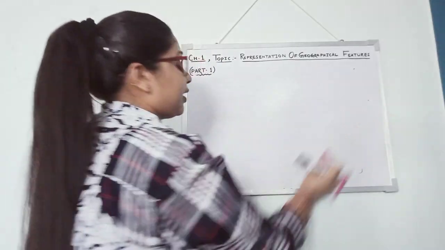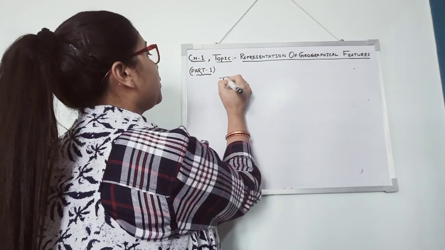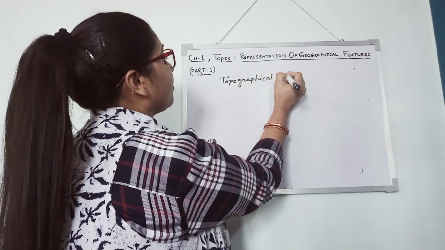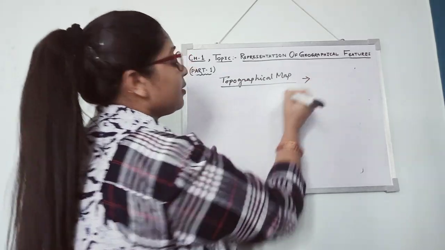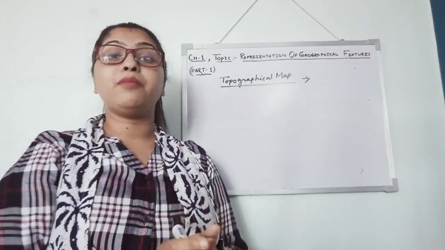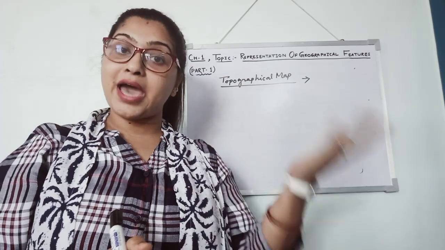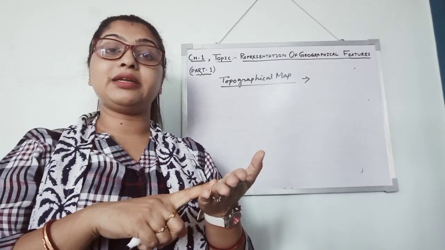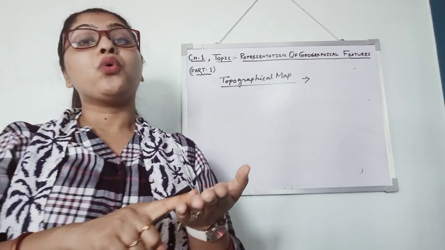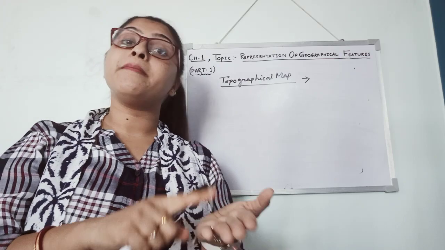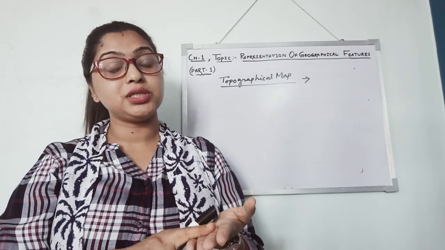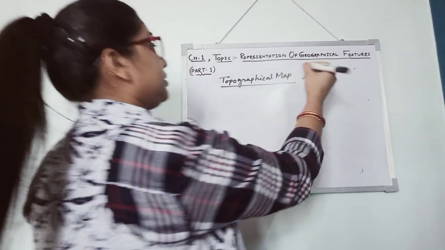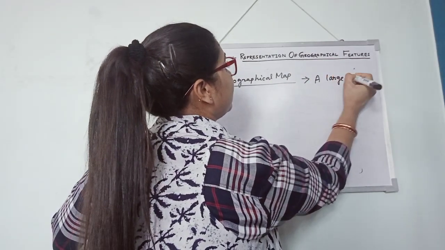So, topographical map. What is a topographical map? A large scale map which shows the man-made and natural features. So again I am telling the definition: a large scale map which shows both the man-made and natural features of an area. Clear?